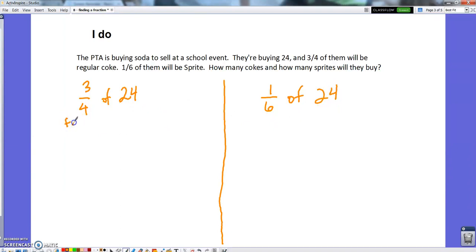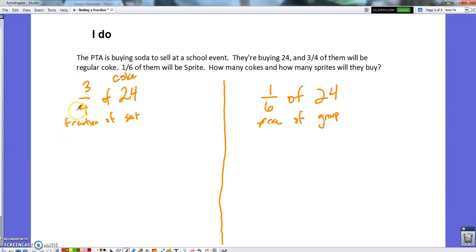I'm looking for a fraction of a set or a group. Fraction of a group or a set. All right. So let's talk about how to do that. So what I'm going to do to figure this out, 3/4 of the 24. So that's going to be most of them. More than half of them are going to be Coke, but not all of them.